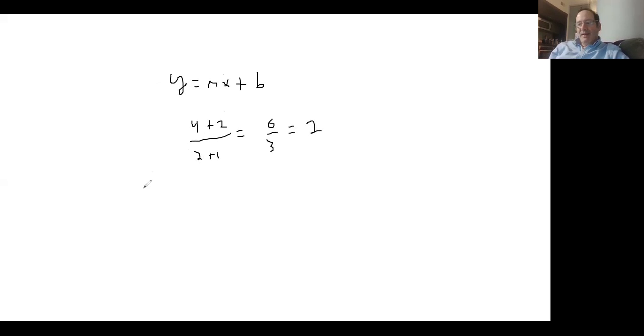And then we can plug back in any of the points, right? So we've got y equals 2x plus b. I'm going to plug in 4 for y and 2 for x. And I got 2 times 2. So it's obvious that b equals 0, right? Because this is 4 equals 4 plus b, so b has to equal 0.